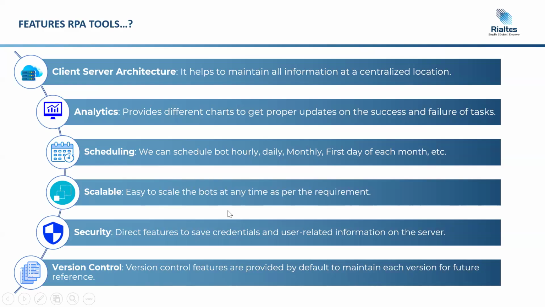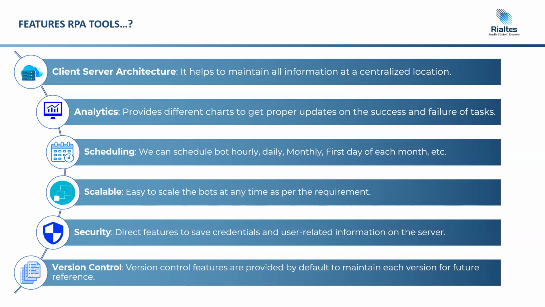Okay, so that scalability feature is something I like with Automation Anywhere. Even if you want to use a different programming language like Java or .NET, we can directly include those components or that logic with Automation Anywhere. Security: a direct feature to save credentials and user-related information on the server.